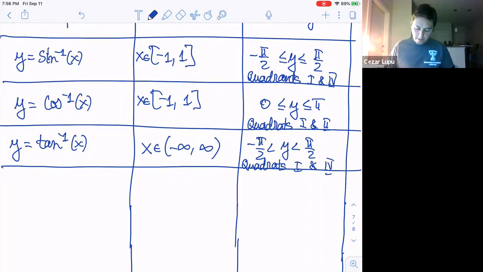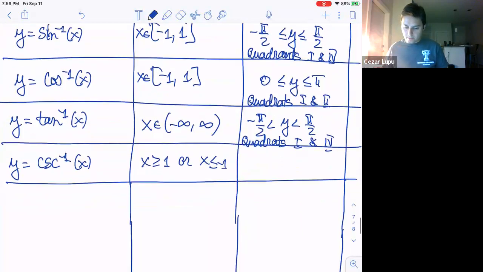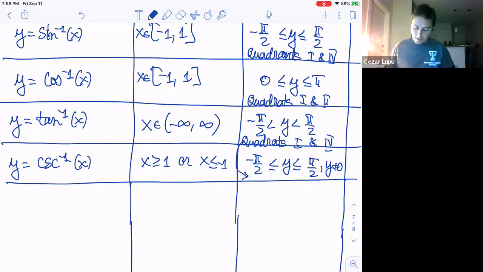Okay, now let's take y to be cosecant inverse. Well, in this case, either x is greater or equal than 1, or x is less or equal than negative 1. And the values will be, again, between negative pi over 2 and pi over 2. Of course, y has to avoid the value 0. Again, these will be quadrants 1 and 4. So the same goes here.